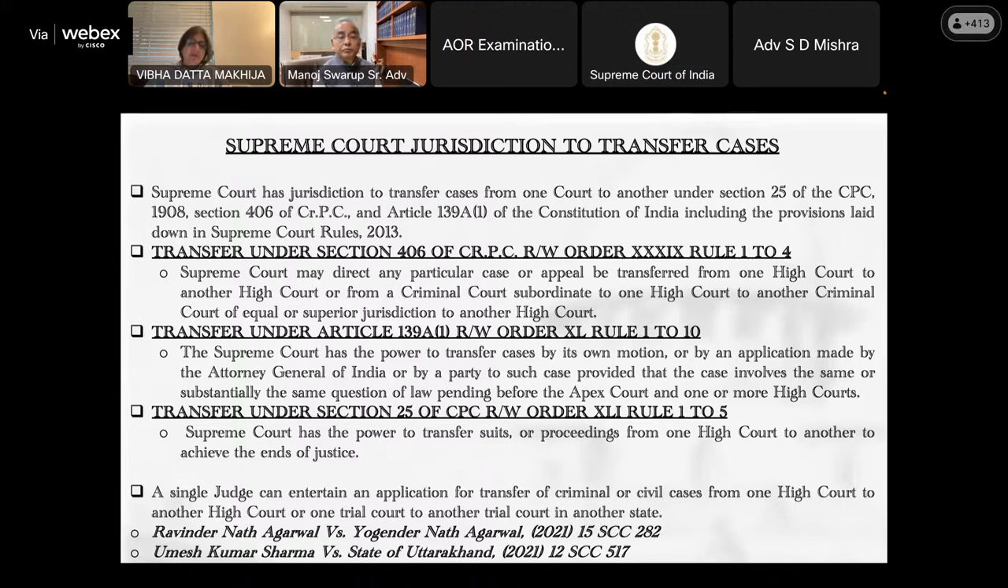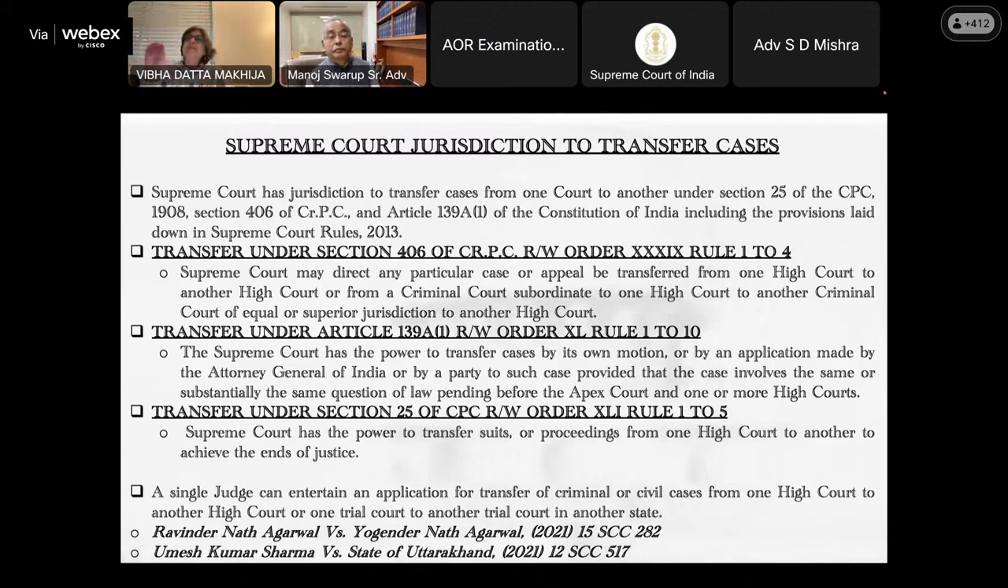The one principle of transfer is that the constitutional courts can also transfer by their own motion matters which are pending in the lower courts. Specifically, the Supreme Court can do that under Article 139A, which is to be read with Order 40, Rule 1 to 10. And they can ask matters which are pending in high courts to be transferred to their own, to the Supreme Court itself.